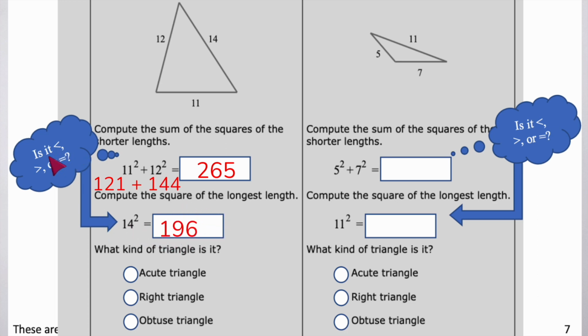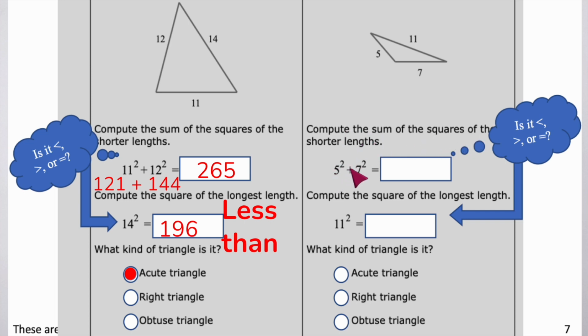Now I want to ask the question between these two: is it less than, greater than, or equal to? Well, 196 is less than 265. Since it's a less than, it means it's an acute triangle. We can kind of see that these all look like small angles. They all look like less than 90, but don't fully trust the diagram, because sometimes they don't always draw it very accurately.